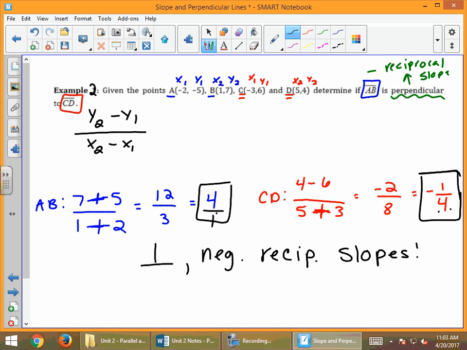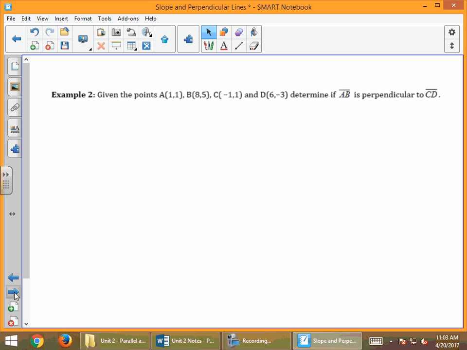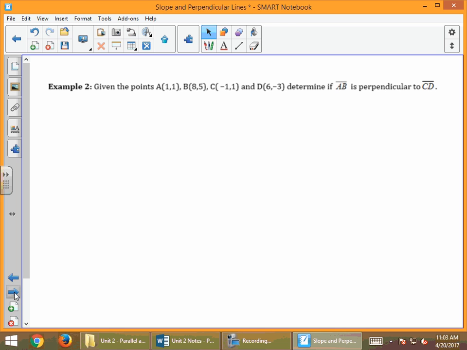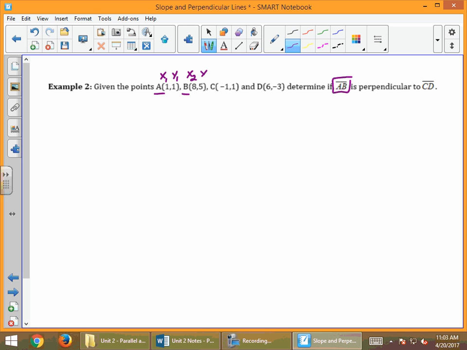Alright, I'm going to do one more example together. Same thing, we were given the endpoints of 2 segments and we wanted to determine if those segments are perpendicular. So make sure we have segment AB, so A and B are going to match up. Label x1, y1, x2, y2, and plug your values into the slope formula. And that's already written at the top of your paper. y2 minus y1, 5 minus 1, and then the bottom, x2 minus x1, 8 minus 1.